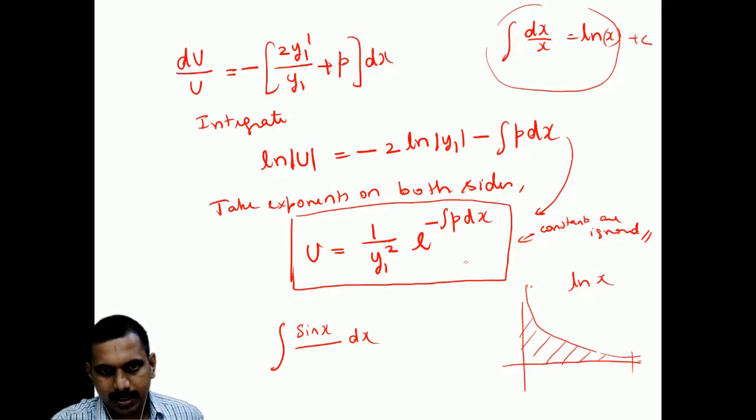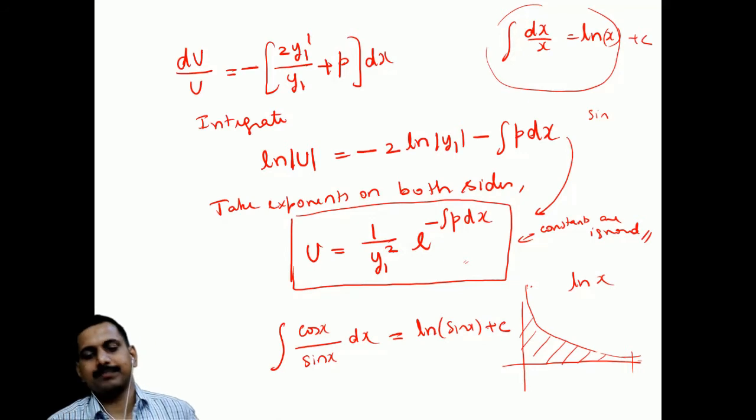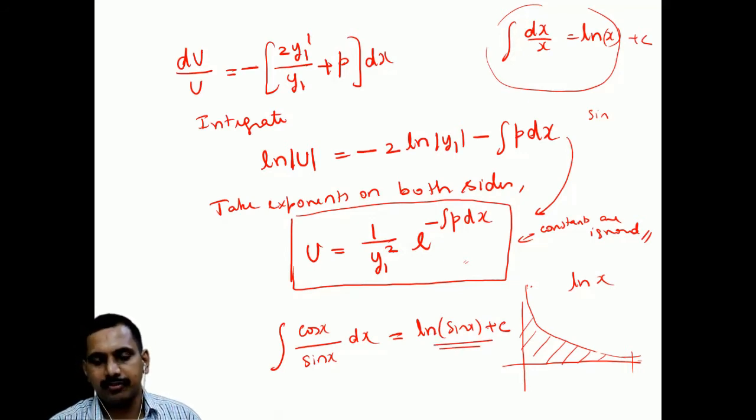When you differentiate sine, you get cos, is it not? So if you have cos x by sin x, this is actually equal to log of sin x plus c. I hope it's clear, students. This is the basic differentiation formula.